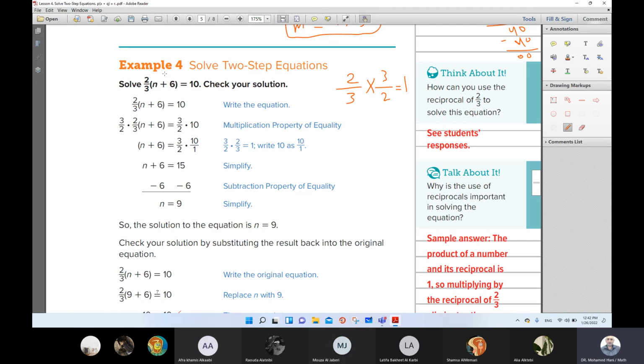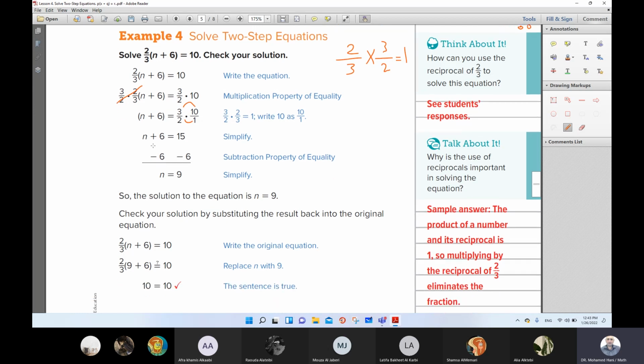So I want to remove 2 over 3 from this side. So you can multiply the two sides by the reciprocal of 2 over 3. So multiply by 3 over 2, the two sides. 3 over 2 times 2 over 3 will be 1. 1 times n plus 6 will be n plus 6. And in the second side, when you want to multiply the whole number by the fraction, put the denominator 1. Then multiply numerator by numerator and denominator by denominator. 10 times 3 will be 30. And 2 times 1 will be 2. 30 divided by 2 will be 15.